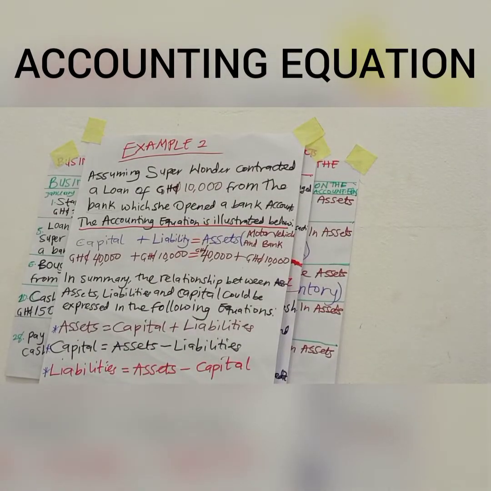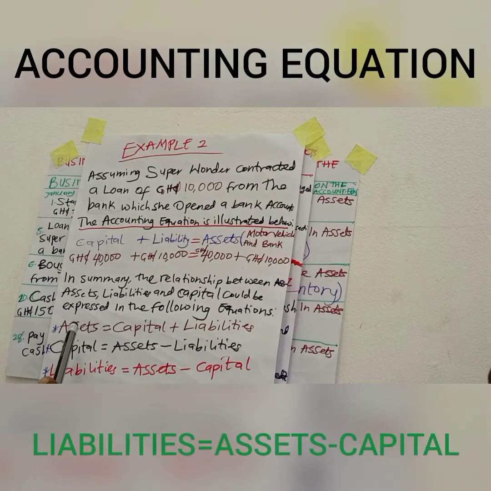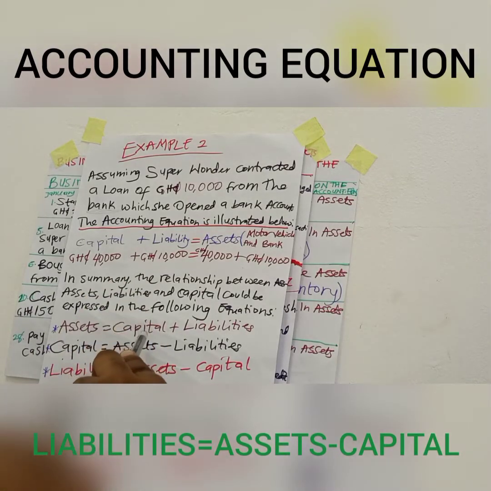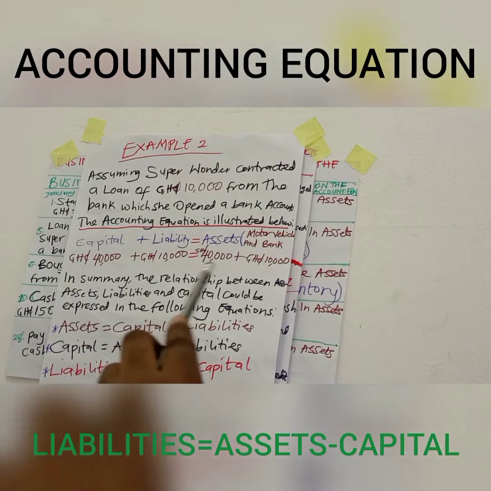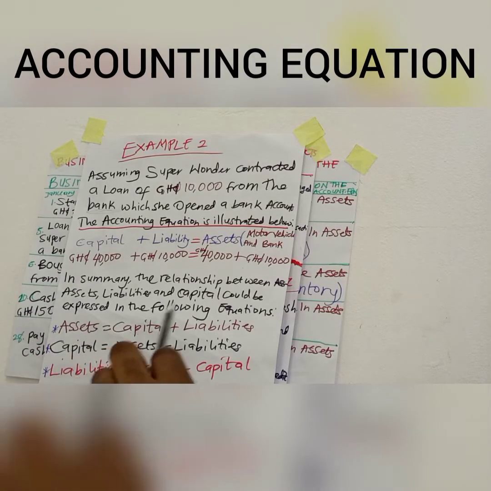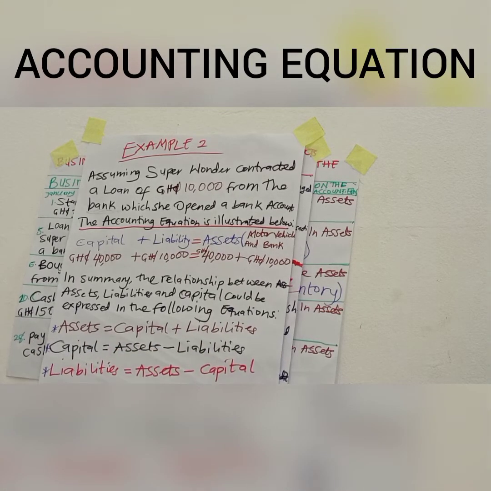So now liabilities, how do we find it? Liabilities will now be assets minus capital, because capital will also cross to the other side to become negative. So it will be assets minus capital is equal to liabilities.